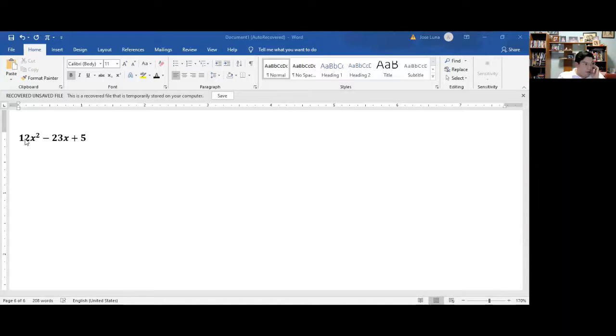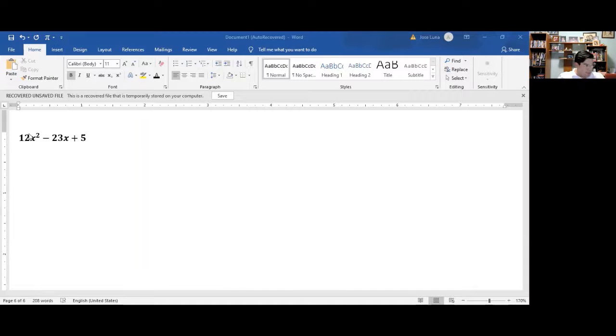Okay, so first of all, we look for a common factor among the three terms of this trinomial. Let's see, not all of them have x, so there's no x common factor. And the numbers 12 and 23, well, 23 is a prime number, so unless the 12 and the 5 were multiples of 23, we could have a common factor, so we don't. Okay, so we don't have a common factor.